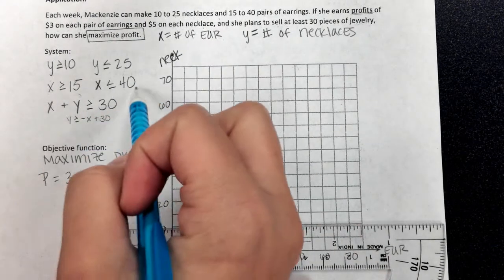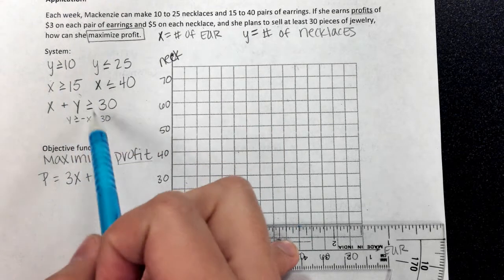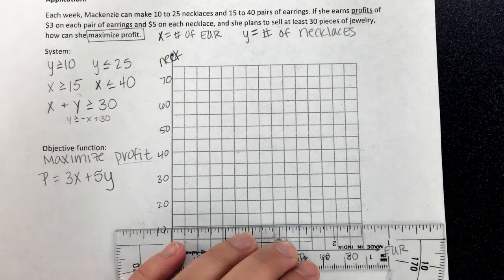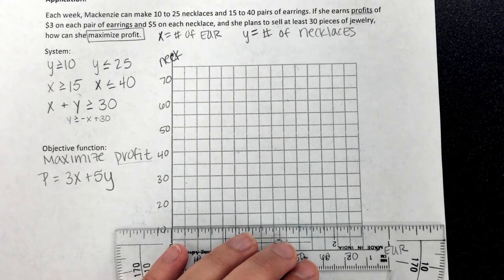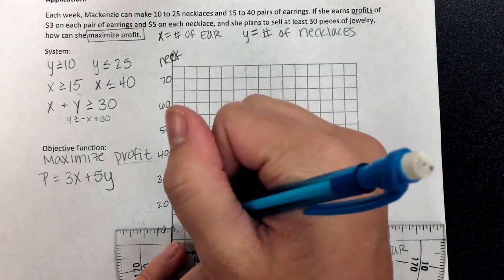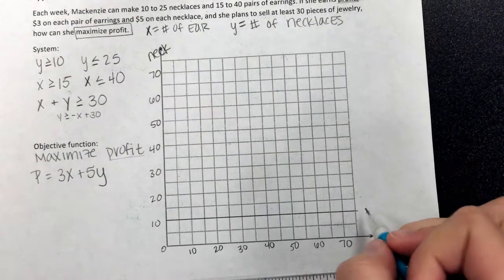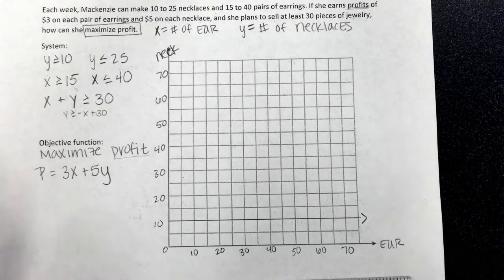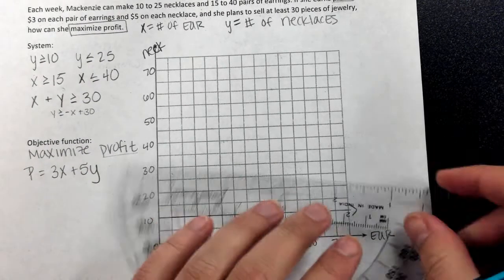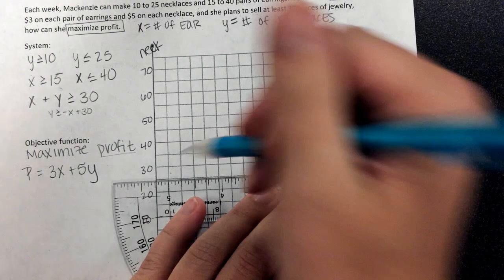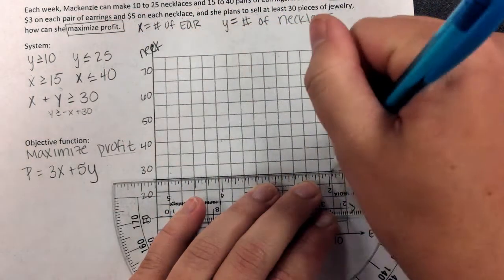Because I moved it to the other side to get it in slope intercept, right? y equals mx plus b. So I moved the x to the other side. Okay? So all I'm doing is graphing all 5 lines.